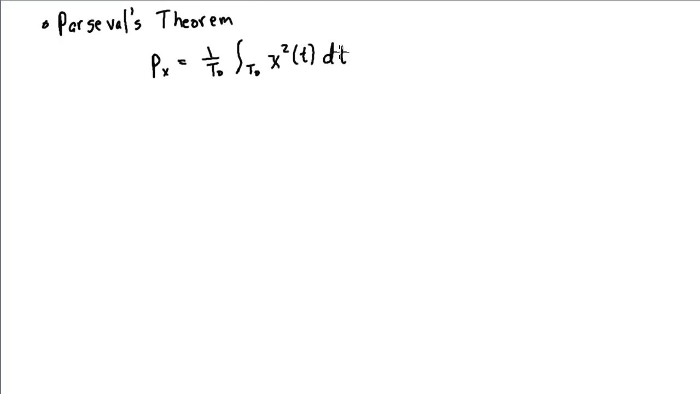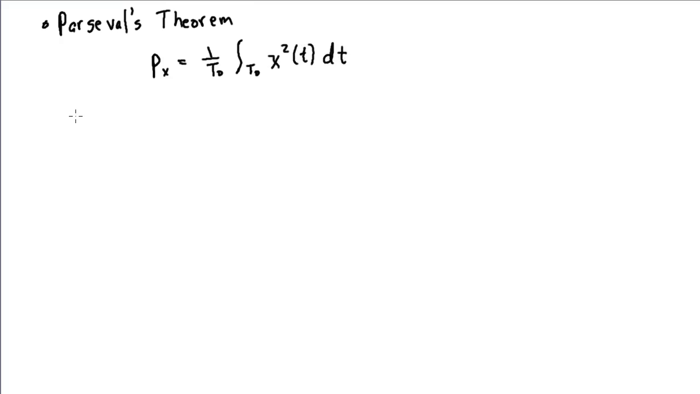Let's talk about Parseval's theorem, which allows us to find the power of a periodic signal in the Fourier series domain, or from the Fourier series coefficients. So if you recall, the power of a periodic signal is, this is the average power. It's 1 over the period times the integral, again, over any period of the function squared.